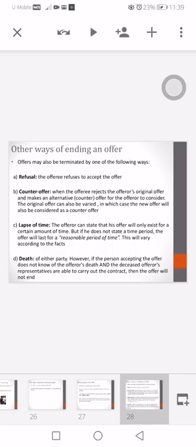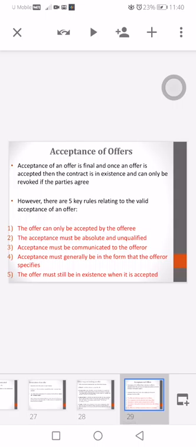Another matter related to lapse of time may be the lapse of stock of items. If the stock of the item is already finished, the offeror can end the offer. Death of either party: however, if the offeree does not know the offeror is dead, and the deceased offeror's representatives are able to carry out the contract, then the offer will not end. So we go through the acceptance of the offer.